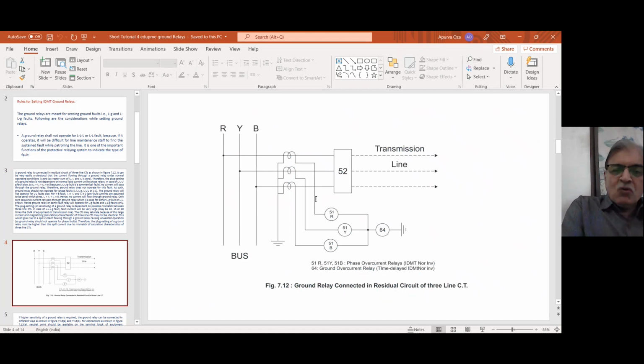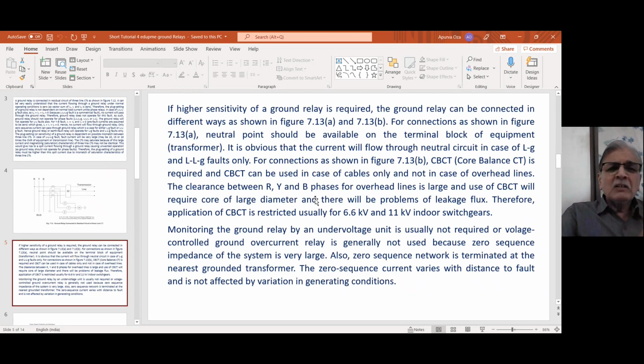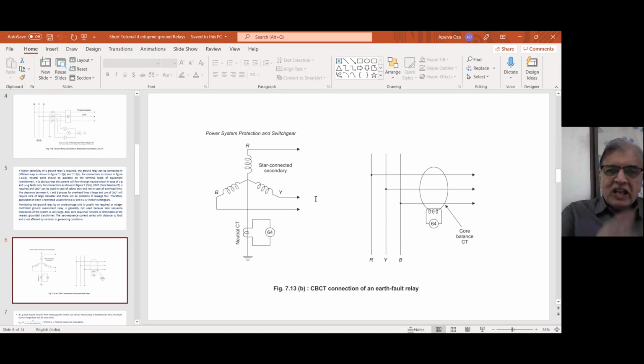That is, the ground relay being connected in residual circuit of 3 line CTs. That is the first thing. Second thing is, if you want higher sensitivity, if you want better sensitivity, then also there are ways and means. You can connect the ground relay in a different way. Then if you connect the relay in a different way, then you can get the higher sensitivity. Say for example, one of the ways in which you can connect the ground relay is this, right?